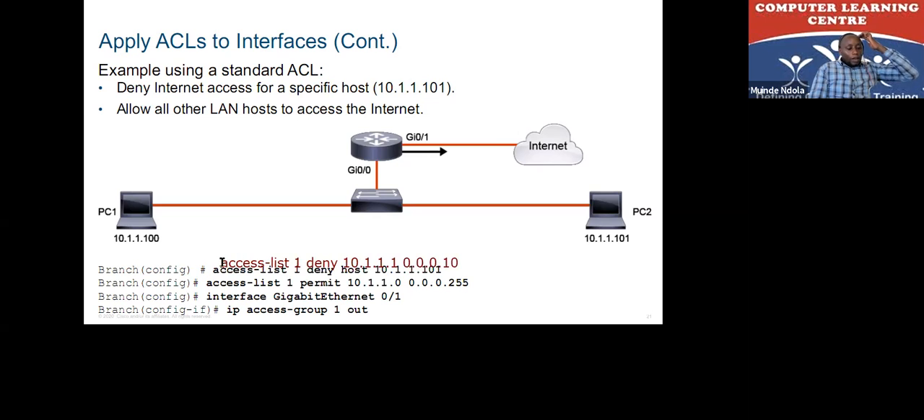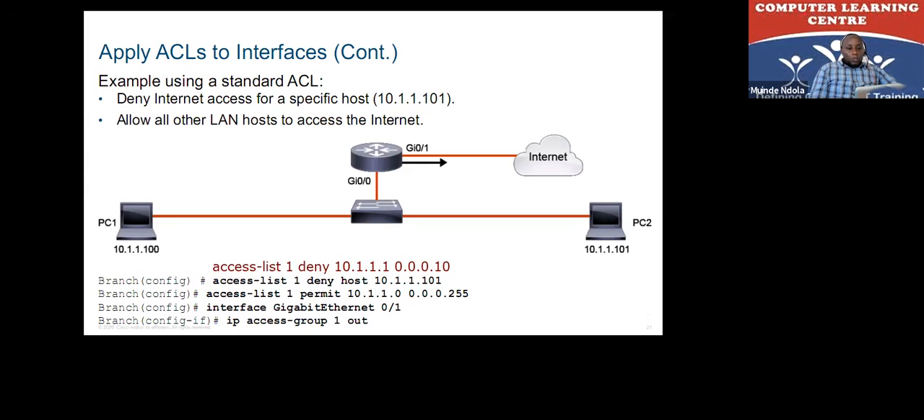Because I've used the wildcard mask of 0.0.0.10, that means I've put a range of 10 IP addresses starting from .1. You're not going to write it the way that people do, 10.1.1.1 space 10.10.10.10. No, you use the wildcard mask to specify the range of IP addresses that you want to include in your filter.